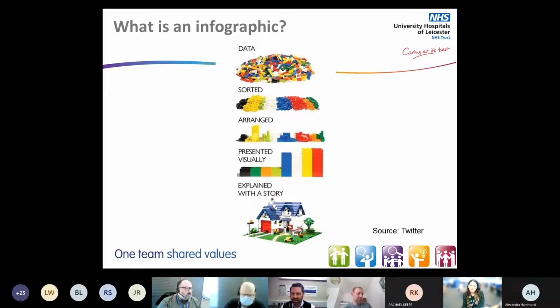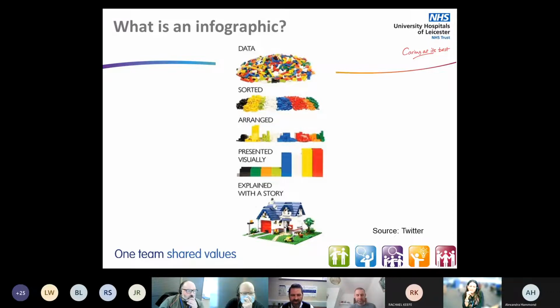A different way of looking at infographics, and I found this nice infographic of an infographic, if you like, on Twitter, is that the data is all of the Lego bricks. What we can do with all of that data is sort it so that it's in an order, and then we start rearranging it to make sense in terms of that order, and then think about how we want to present that visually to tell what the data is saying, and then under all of that we want to make sure we have a story behind what our audience actually wants to hear.